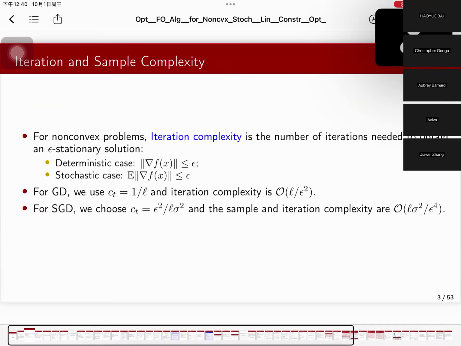For SGD, if you choose the step size epsilon square over L, then we can have the sample complexity and iteration complexity L sigma square over epsilon to the power 4. Here, sigma square is the variance of the gradient estimation. So we can see that for the deterministic case, gradient descent has iteration complexity of order 1 over epsilon square, and SGD is 1 over epsilon to the power 4. And all of these step sizes and convergence rates depend on the Lipschitz smoothness constant L.